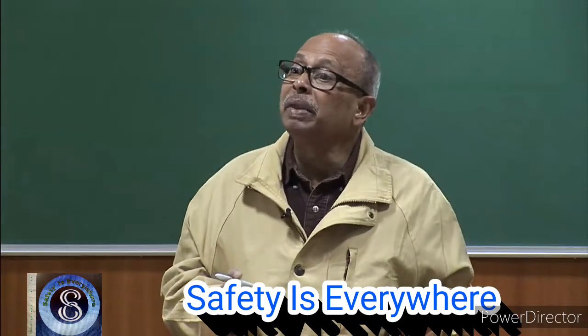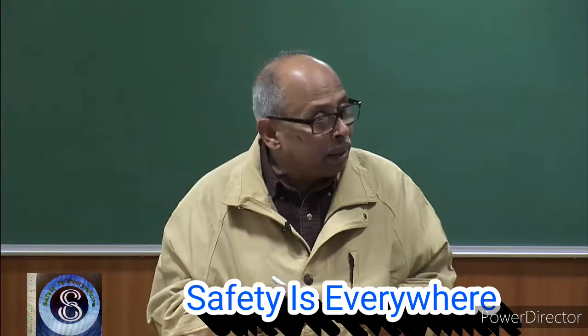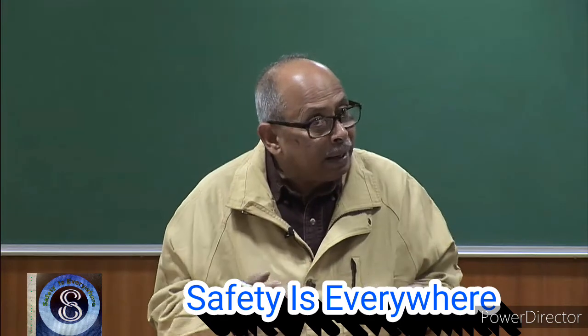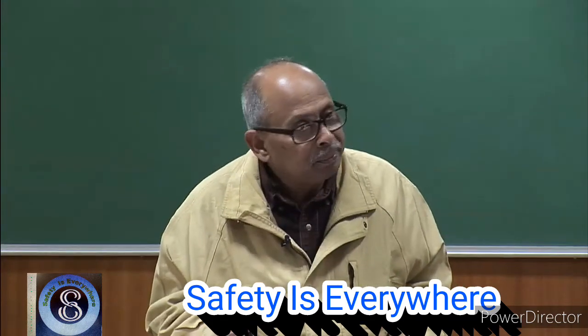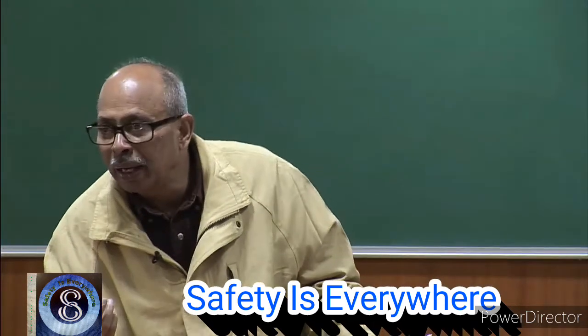For example, I said if there is a wall or ceiling, it will get heated up, and the gases will heat up and supply heat. So if it gets some more heat from there, that also should be added, minus whatever is the heat loss from the fuel, divided by the latent heat of pyrolysis, the latent heat for volatile generation.